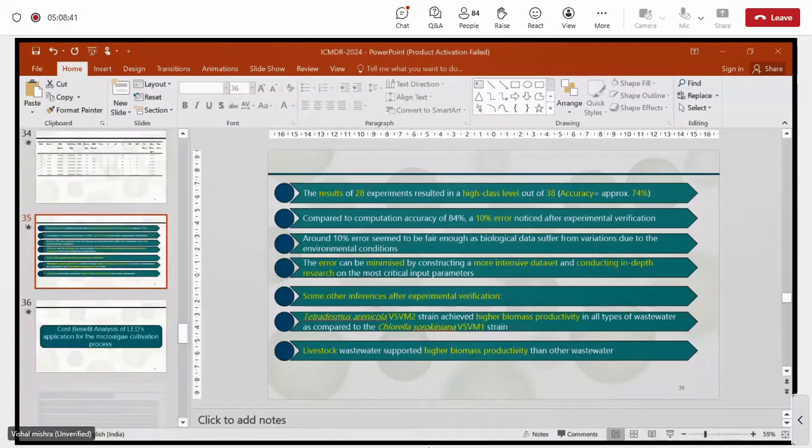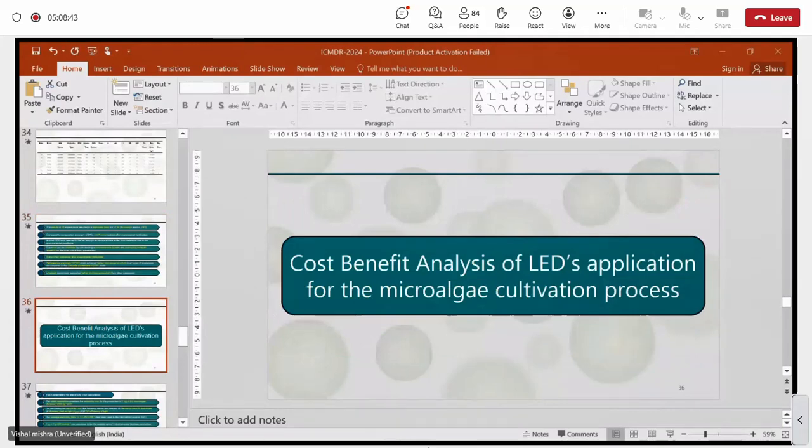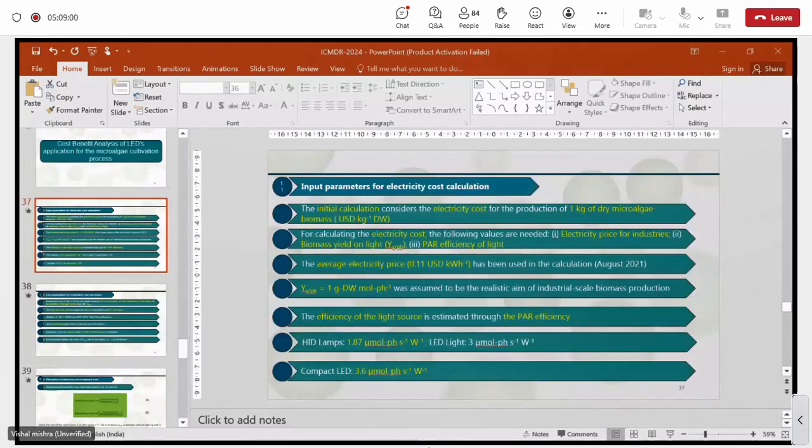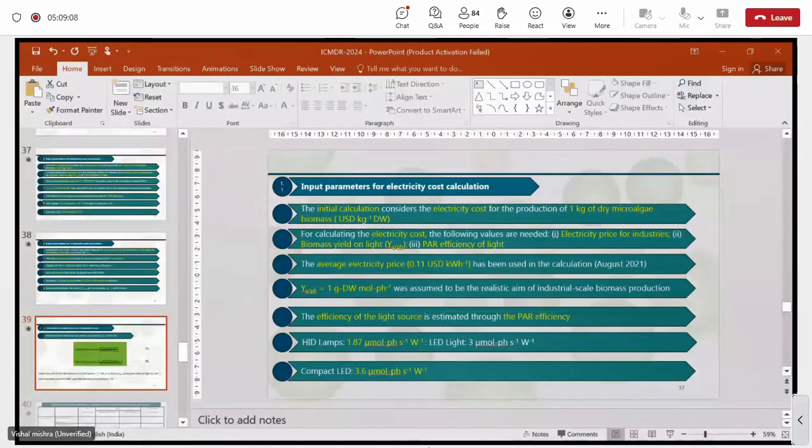So we did a CBA, that is a cost benefit analysis, of the LED applications for the macroalgae, and this data we published in a very good journal, Critical Reviews in Biotechnology, published by Vishal Singh. And then for the input parameters for the electricity cost, we did some calculation work. This was asked by the reviewer to show what is the efficiency of your reactor in terms of energy, and we just predicted some data. This is all about the benefit analysis of the system.